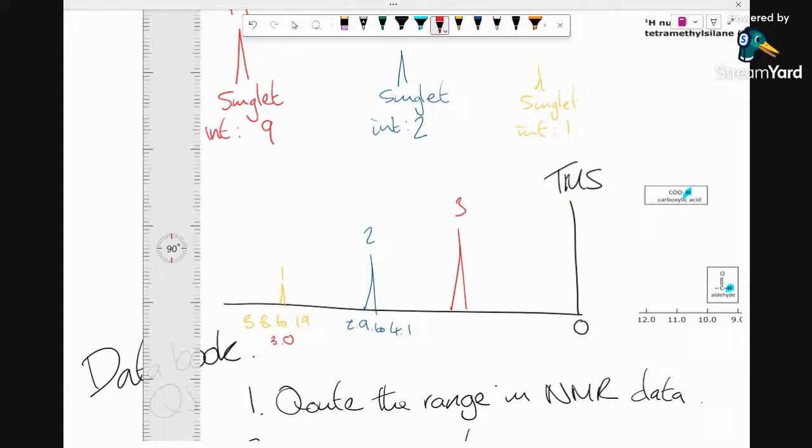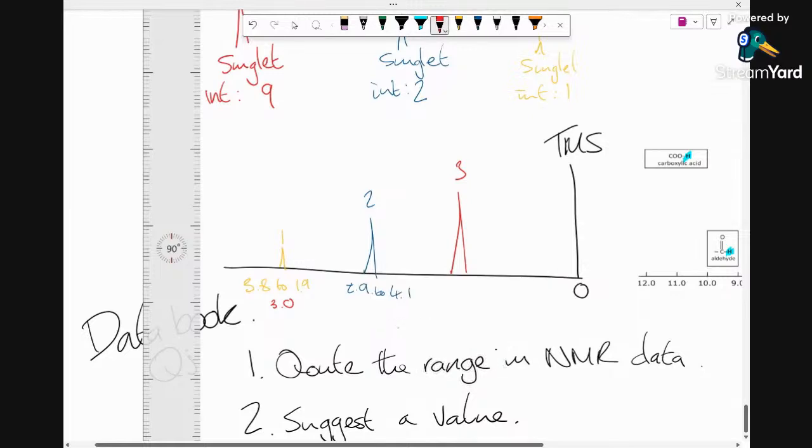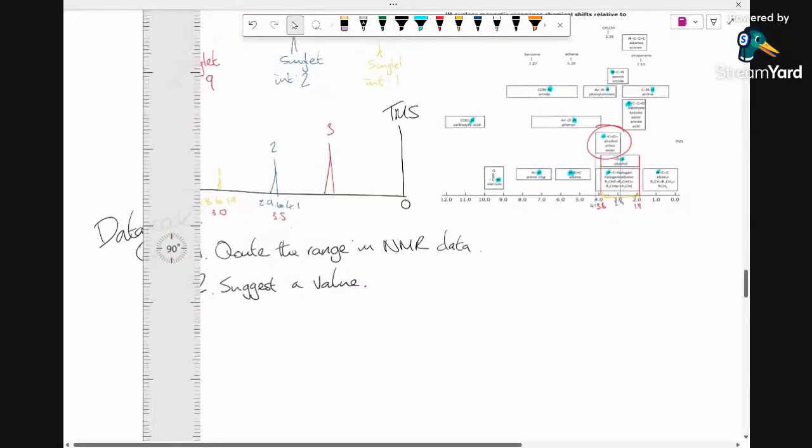Oh, my laptop's doing something weird. And the next one, I'm going to quote again dead in the middle, 4 to 3, so I'm going to do 3.5. There's that, that would be the value I give, but the range is at the top. So do just bear that in mind.